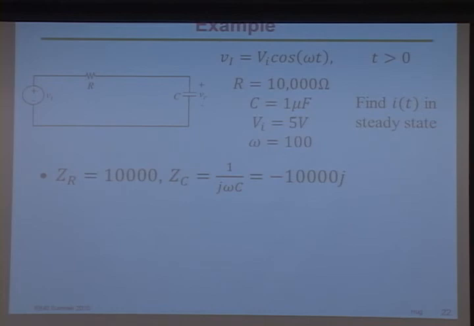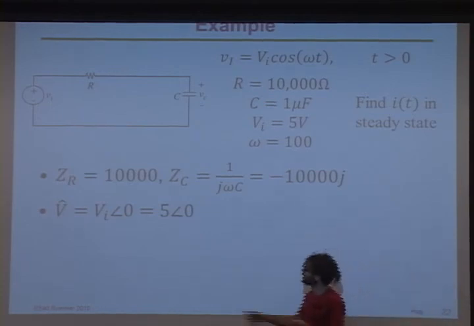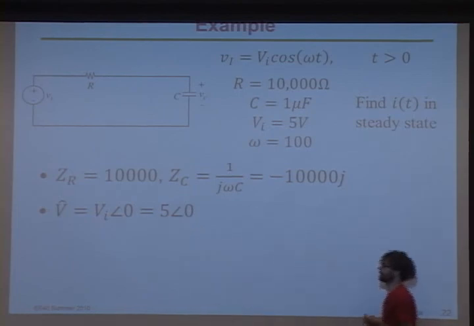So it's like a resistor, except it has a negative imaginary value. Next, we want to replace our source, so we're going to bookkeep for our source. We know our source is really 5 cosine omega t, but we're just going to call it 5 angle 0. What is 5 angle 0? It's a complex number.